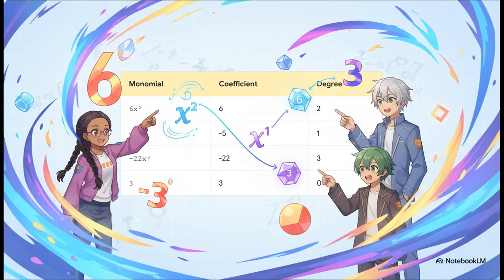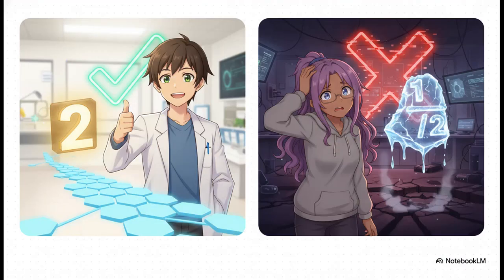For 6x squared, the coefficient is 6 and the degree is 2. Simple. For negative 5x, just remember that's the same as x to the power of 1, so the coefficient is negative 5 and the degree is 1. And get this, even a plain old number like 3 is a monomial. Why? Because we can think of it as 3 times x to the power of 0. Pretty cool, right?